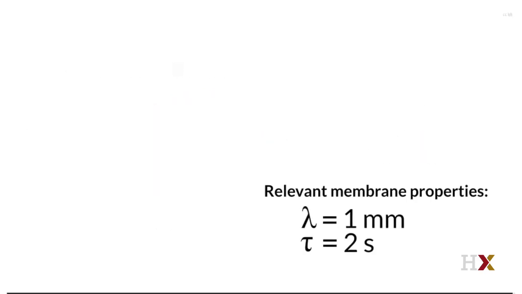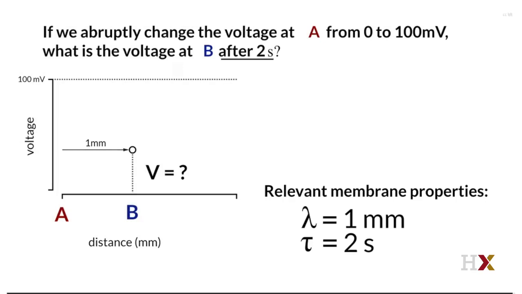Say we have an axon with a membrane initially at 0 millivolts, with a length constant of 1 millimeter and a time constant of 2 seconds. If we abruptly change the membrane voltage to around 100 millivolts at point A, what is the voltage at point B, 1 millimeter away from A, 2 seconds after we make the change?